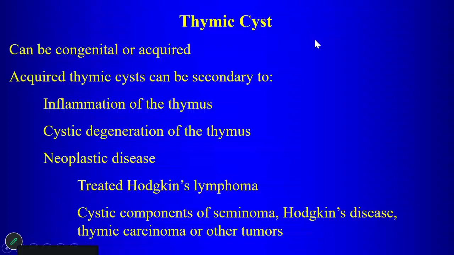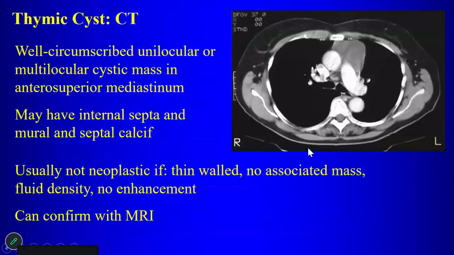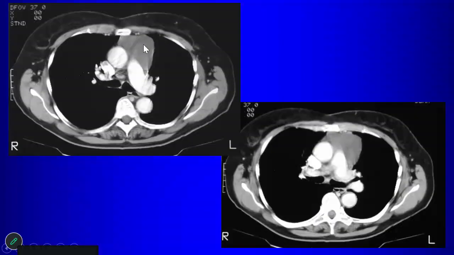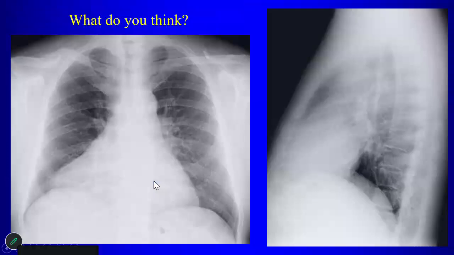So thymic cysts, they can be congenital or acquired. Acquired cysts can be from inflammation, cystic degeneration, sometimes after treatment for lymphoma. You can also have residual cysts within the anterior mediastinum. So if it's a simple thymic cyst, it might measure fluid attenuation. There's no enhancement, has a very thin wall. Okay, and that's the appearance of a non-neoplastic thymic cyst. If there's concern, you can do a follow-up MRI, again looking for regions of enhancement within the lesion. So this is the appearance of a simple thymic cyst there in the anterior mediastinum.